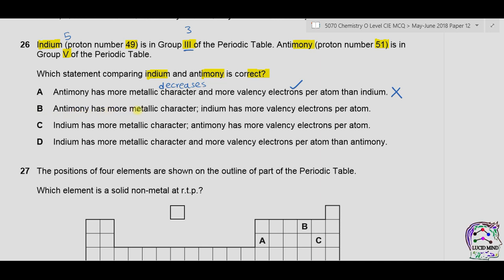Part B. Antimony has more metallic character. Again this is incorrect because the size of antimony is less than the size of indium, so therefore antimony has less metallic character than indium. And indium has more valence electrons per atom.